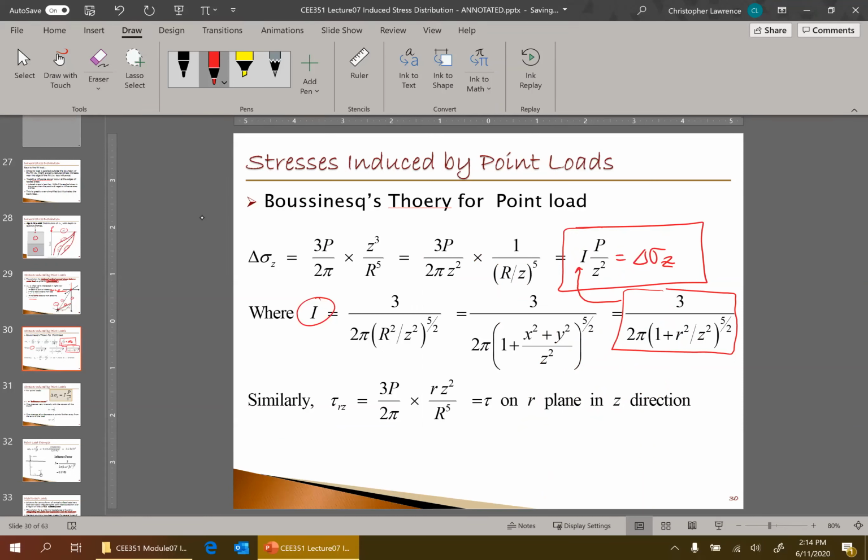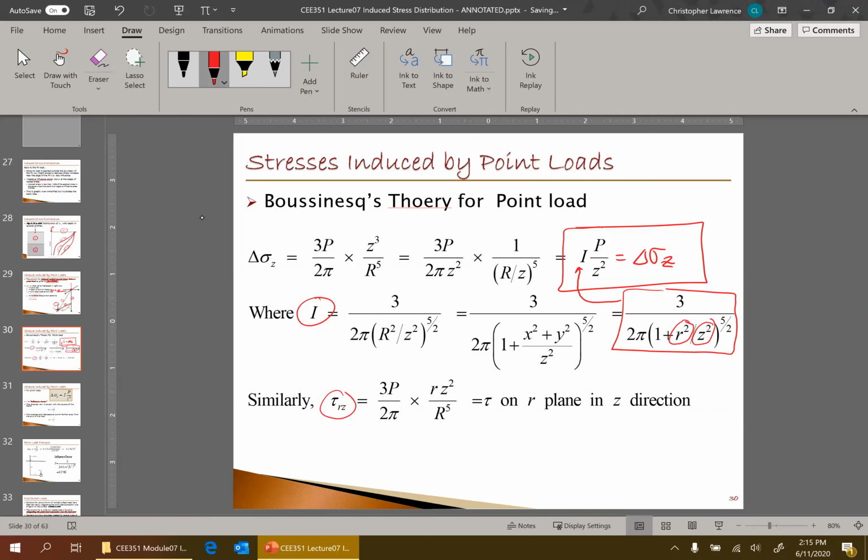But what's a little bit more complicated is this influence factor, which includes not only a z squared, but also an r squared. So it dissipates rapidly with depth, and it also dissipates with lateral distance away from the center line of the load. Now we could work on shear strength as well as shear stress as well as normal stress, but we're not really going to worry about that right now.